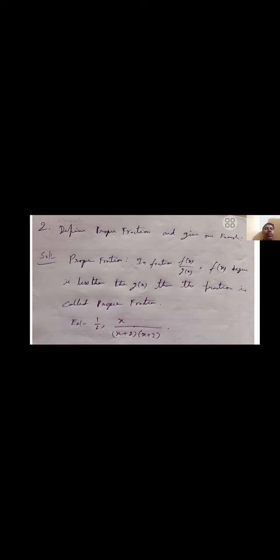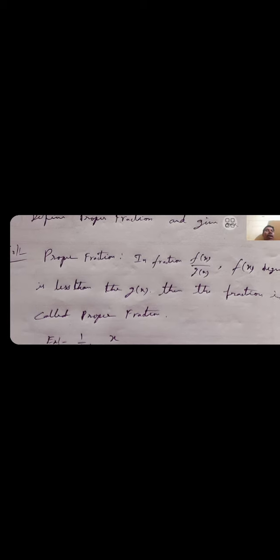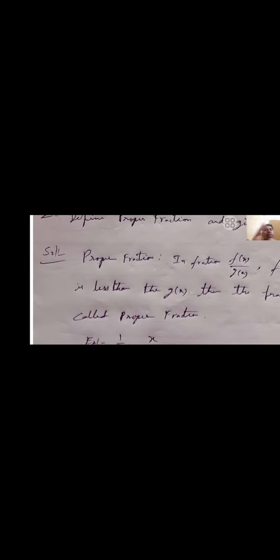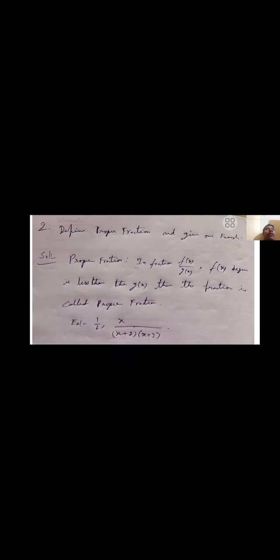So if you want to give the definition, we can write like this. The heading is proper fraction. The definition is as follows. In a fraction f of x by g of x, if the f of x degree is less than the g of x degree, then the fraction is called a proper fraction. So here p by q is nothing but f of x by g of x.